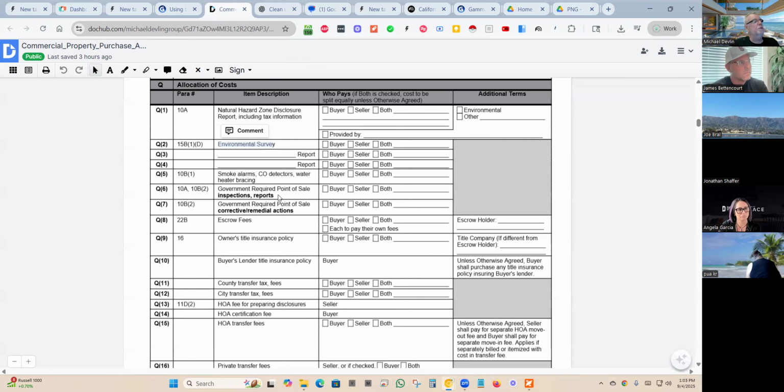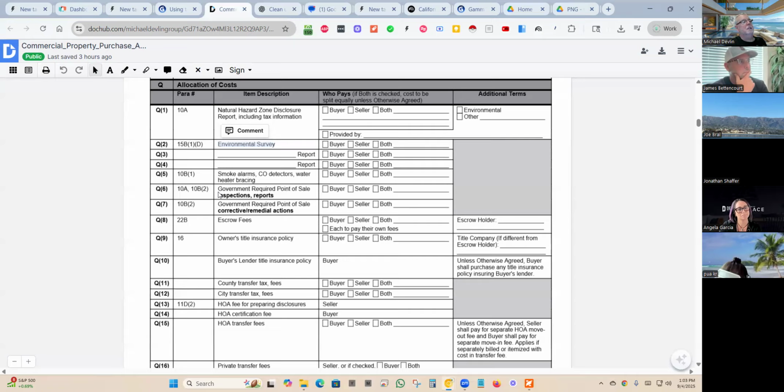Point of sale inspections and reports. This is something you always ought to think about, by the way, residential or commercial, if you're representing a buyer. Because what happens if the city, county, etc., has a mandatory, let's say, sprinkler system retrofit requirement? And we find out during escrow, because they inspected, that we're going to need a new sprinkler system in our commercial building. Who's going to pay for that? If there's a requirement that there be an inspection, who's going to pay for the inspection?